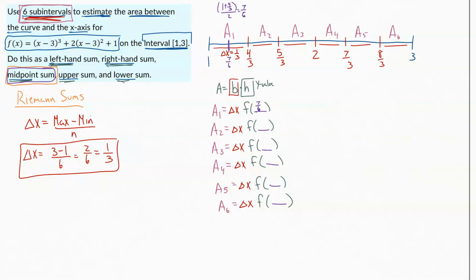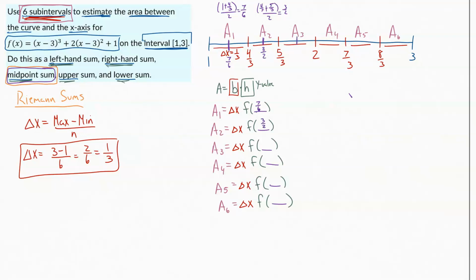That's the midpoint on A1, and that's what we would evaluate for A1. Then we hit up A2, and we have to do the same type of game. We would do 4/3 plus 5/3, and then divide that by 2, and that would give us our midpoint, which would be 3/2. So our evaluation point, our midpoint on A2, is 3/2.